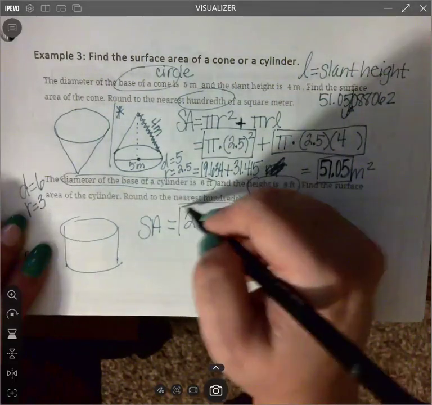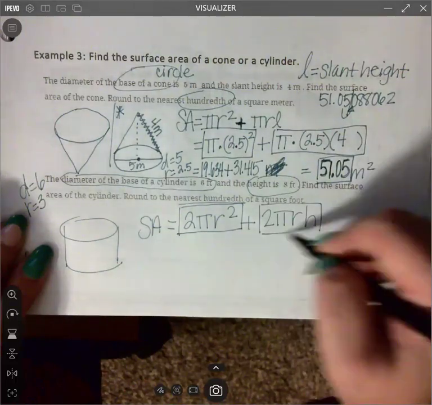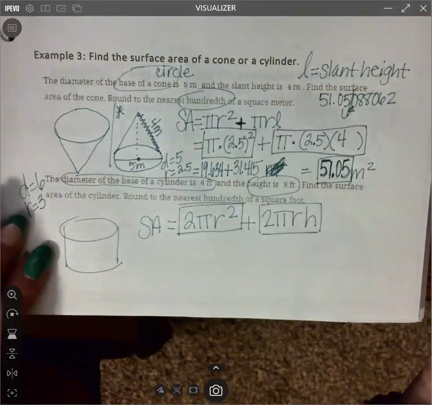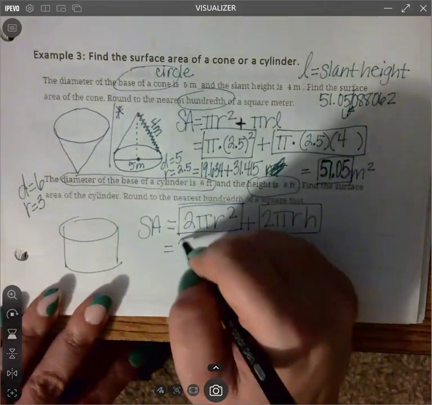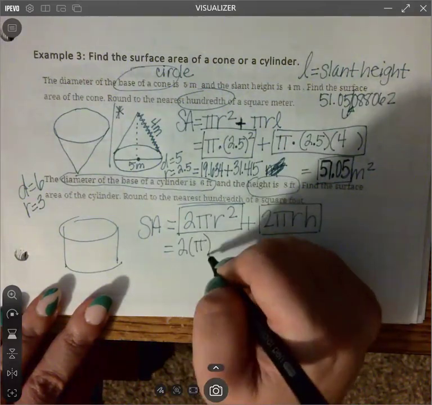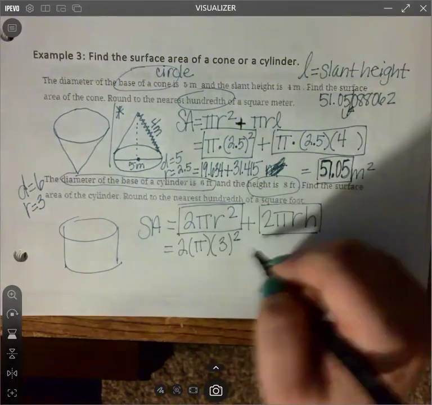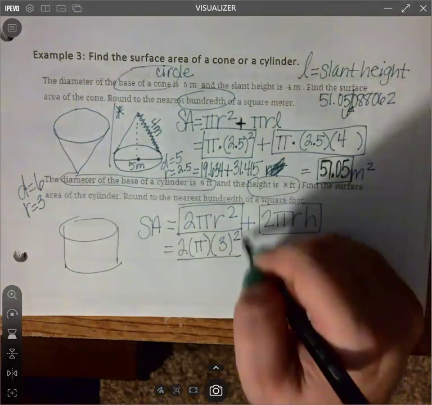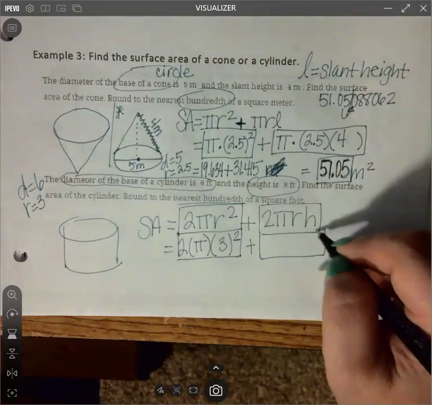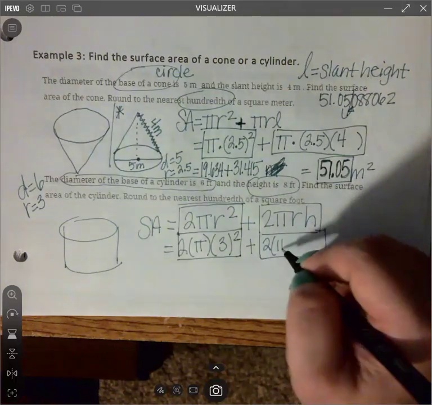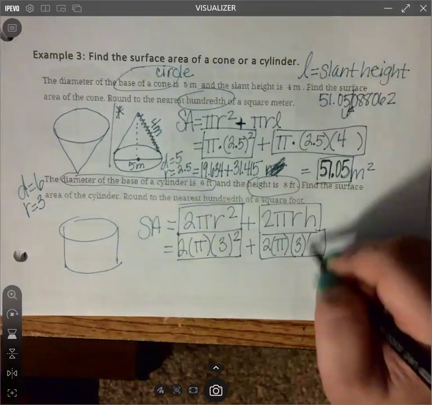Again, notice it's similar to the cone with some extra pieces. Same thing as we did with the cone. We want to get this answer, and we want to get this answer, and then add them together. So let's go ahead and fill in what we need to know. 2 times the pi button on our calculator times the radius, which is 3 squared. That's going to be our first part. We're going to add that to our second part. 2 times the pi button. Radius is 3, and our height is 8.